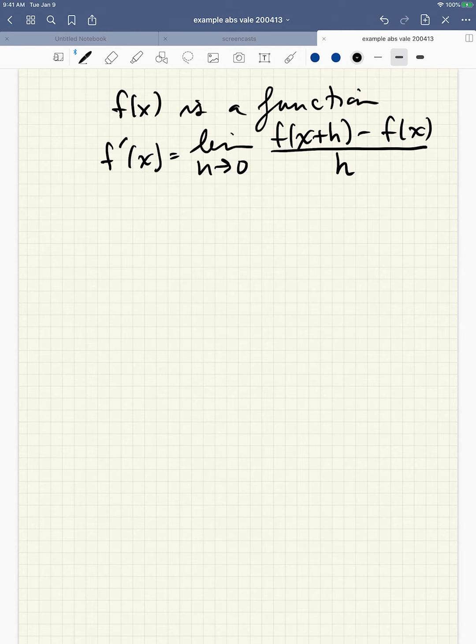What I'm going to show you today is an example of a function for which this limit does not exist at a point, and so the function is not differentiable at that point. And the example I'm going to show you is the example of the absolute value function.